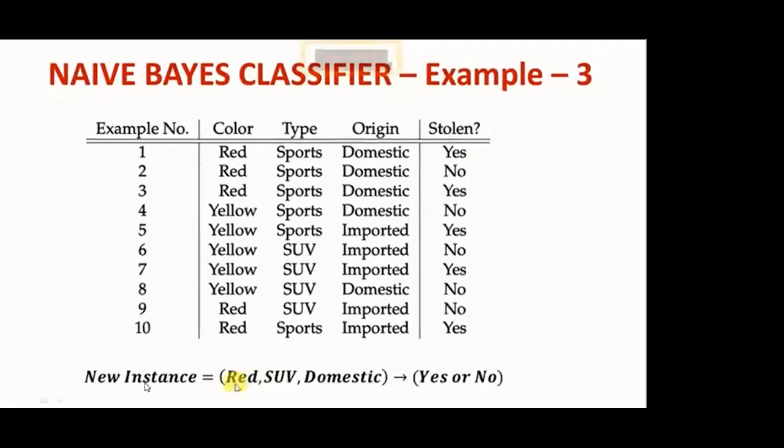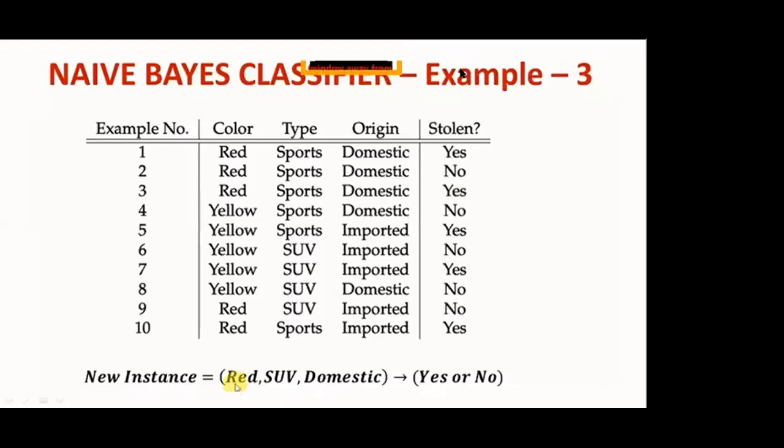And then they have given one more new instance. So you have to calculate the probability of this new instance: color being red, type being SUV, and it's domestic. This new instance is not there in the given examples. You have to classify this new example. What is the probability of this new combination being yes or no? What is the probability of it being stolen? Is it yes or no?